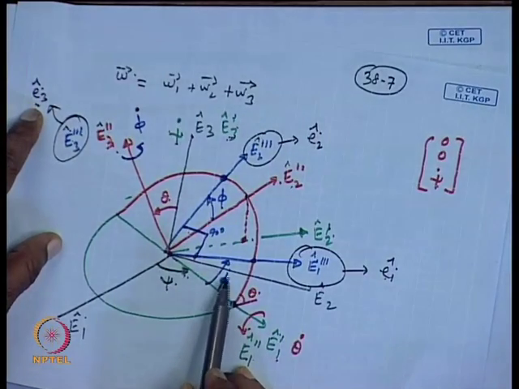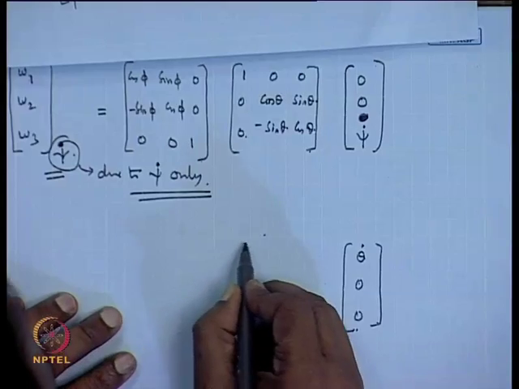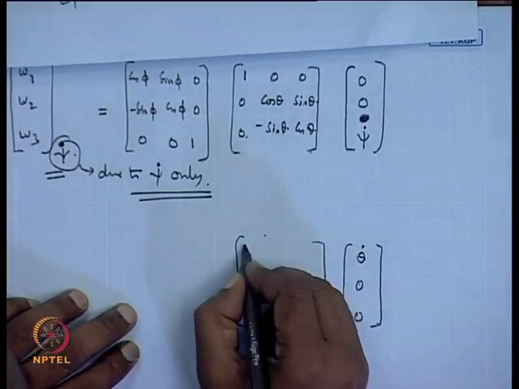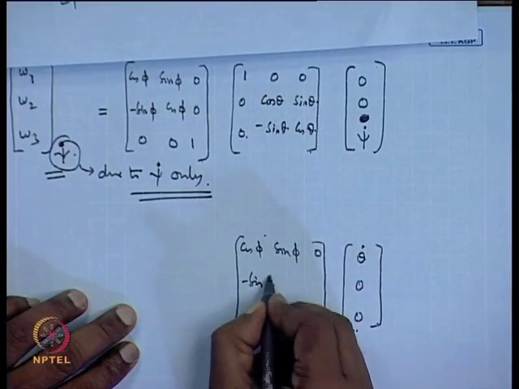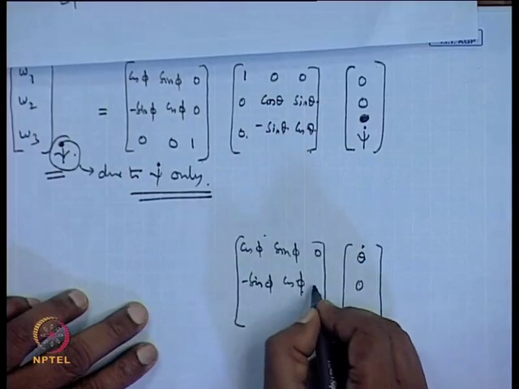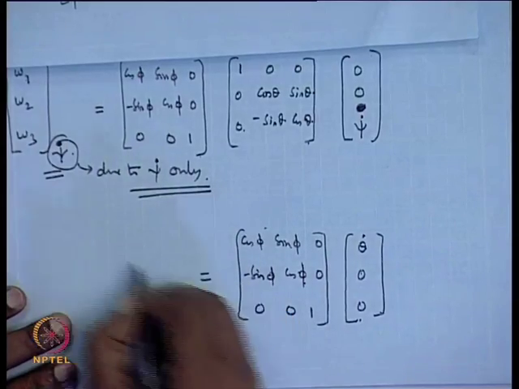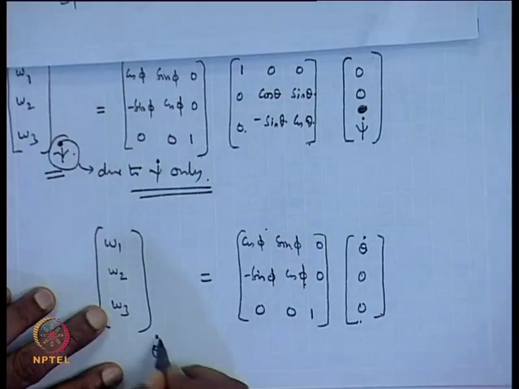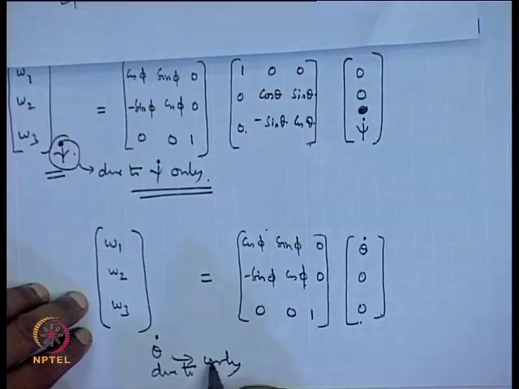So, if you try to convert it, what rotation is required? Only one rotation is required. This is by angle phi. Okay. And that you are giving about the E 3 x. The third x basically you are giving. So, third x means here this is cos phi sin phi 0, minus sin phi cos phi 0, 0 0, and this gives you omega 1, omega 2, omega 3 due to theta dot only.